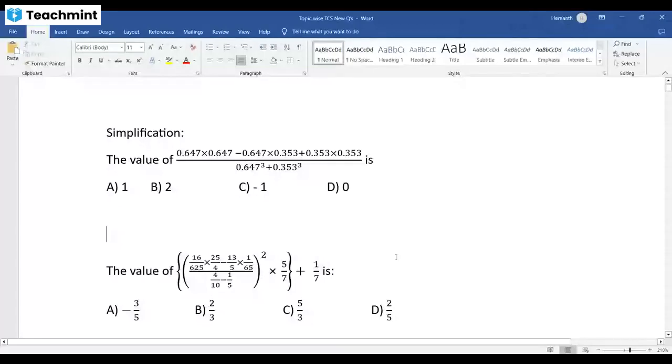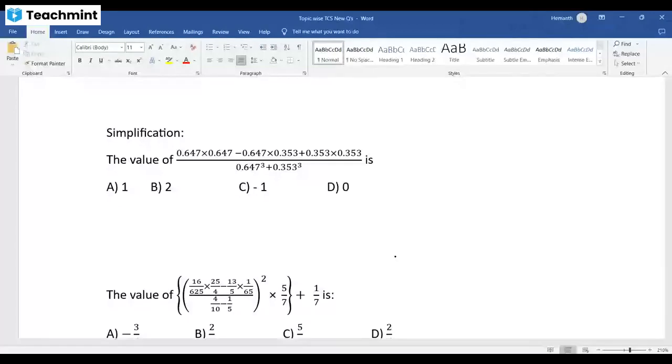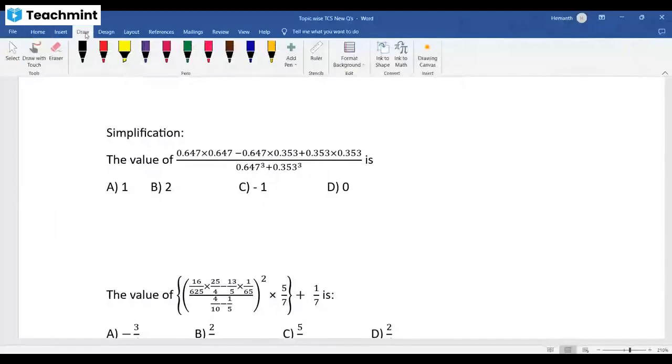Hope the screen is visible for everyone. So this one you need to simplify. Do the simplification. What's the answer now? Solve this question. What's the answer? Simplify it.